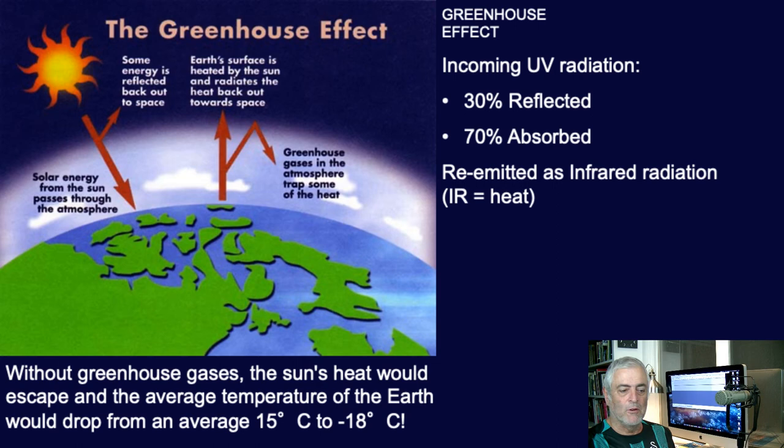So if we did not have the greenhouse effect, if we didn't have this sort of trapping of energy, we'd have a planet that ranged somewhere between 15 to minus 18 degrees centigrade. It would drop the temperature on Earth if we didn't have that. And so it's a good thing to have the greenhouse effect, but to have too much of it is not a good thing. And so 30% is reflected, 70% is absorbed, and then of course it's re-emitted in that infrared spectrum here.